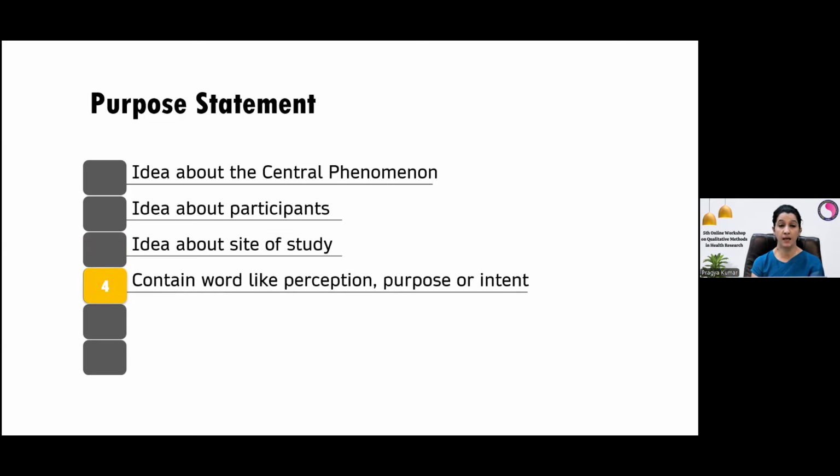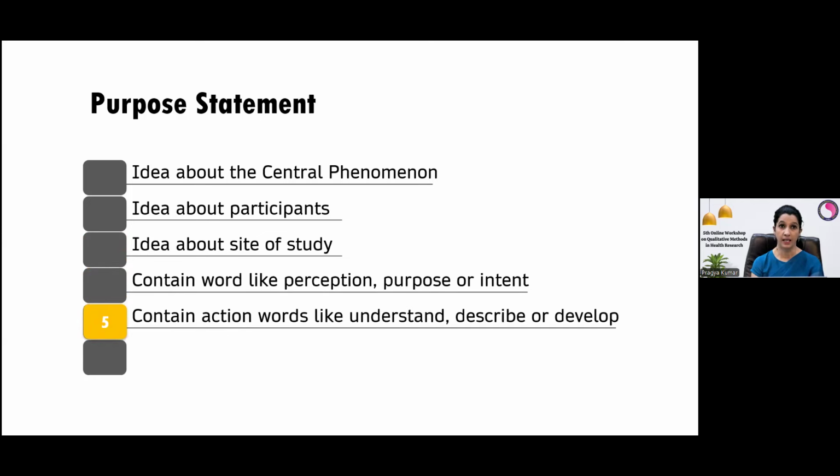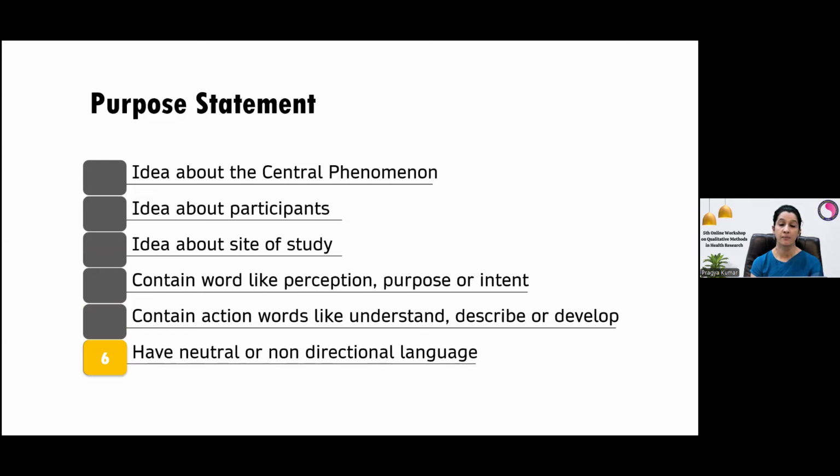And then you should have some words which are qualitative in nature, like perception, the purpose, the intent of the study. And then it should contain some action words like to understand, to explore, to describe, because they are also in the objective. Whenever you frame an objective, remember we always talk of action words, like to estimate or to measure or to analyze. Those action words we use in the quantitative. Similarly, in the qualitative, the action words would be to explore, to understand, to describe, and it should have a neutral or non-directional language.